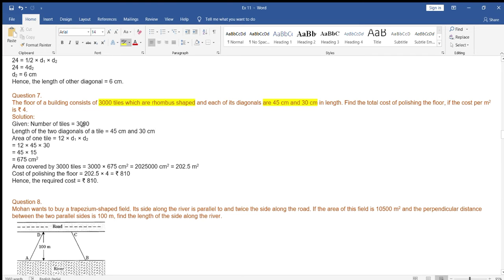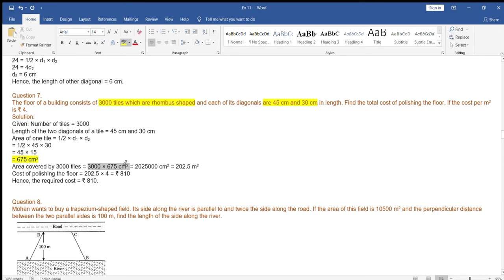The number of tiles is 3000, and the diagonals are 45 and 30. Have a look at what we have done here. First of all, we will find the area of one tile. So the area of one tile is half d1 into d2. d1 and d2 we have as 45 and 30. So the area of one tile is 675 centimeter square.